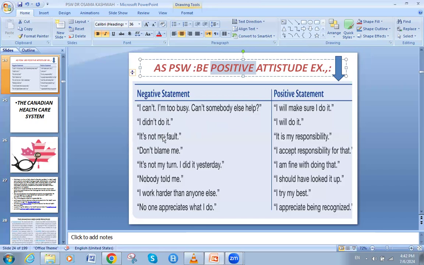It's not my fault if something happened. No, be courageous and say it's my responsibility. Don't escape the responsibility. Don't try to put the mistakes which you made on others. No, you have to carry the responsibility.